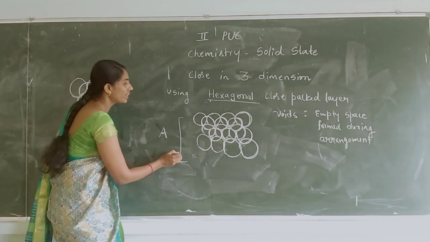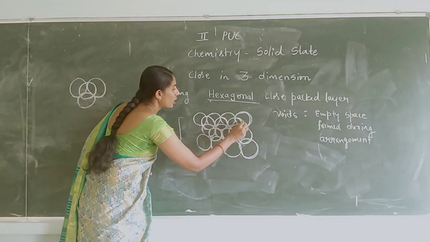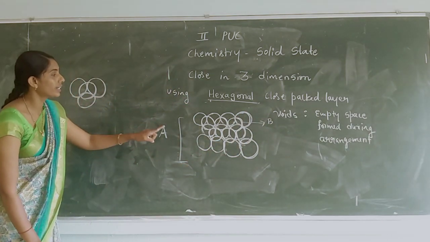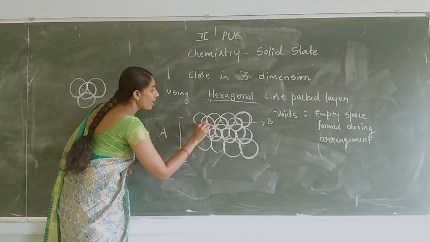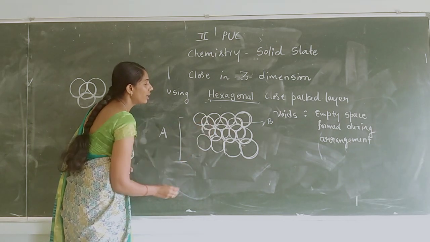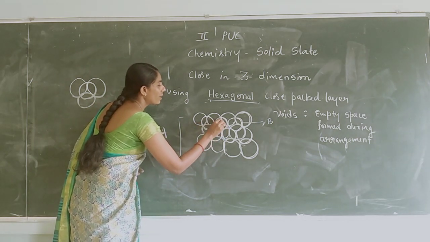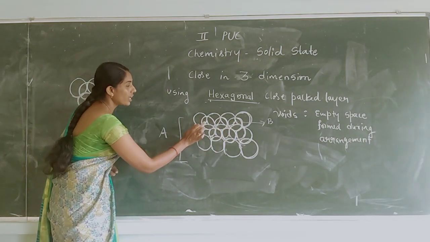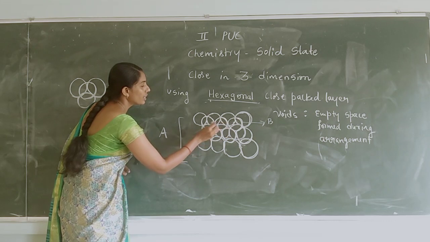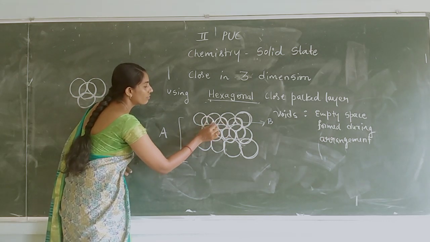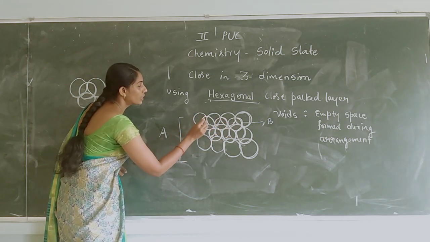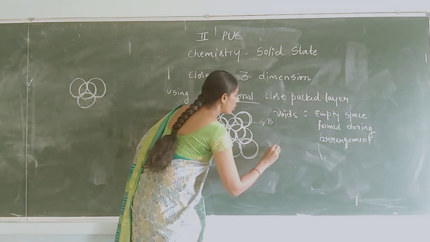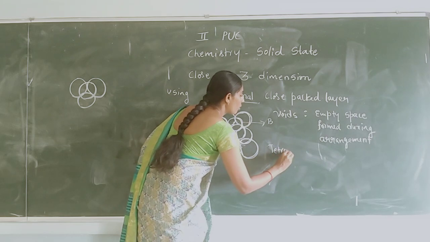When you place the second layer, imagine that it is your second layer. I consider it as B. When you place the second layer, the triangular voids of the first layer are covered by the spheres of the second layer. So that void is called as what? It is usually called a tetrahedral void.